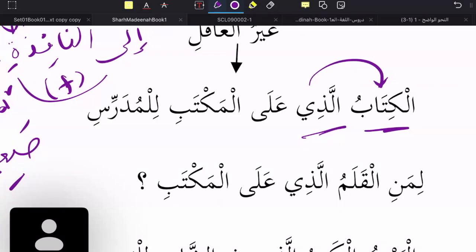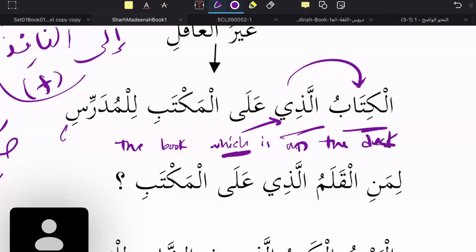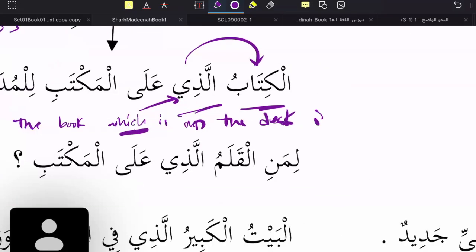So I hope you can translate this one. I'll write it down. The book which is, so here's the which, okay, on the desk, okay, then you say is for the teacher.